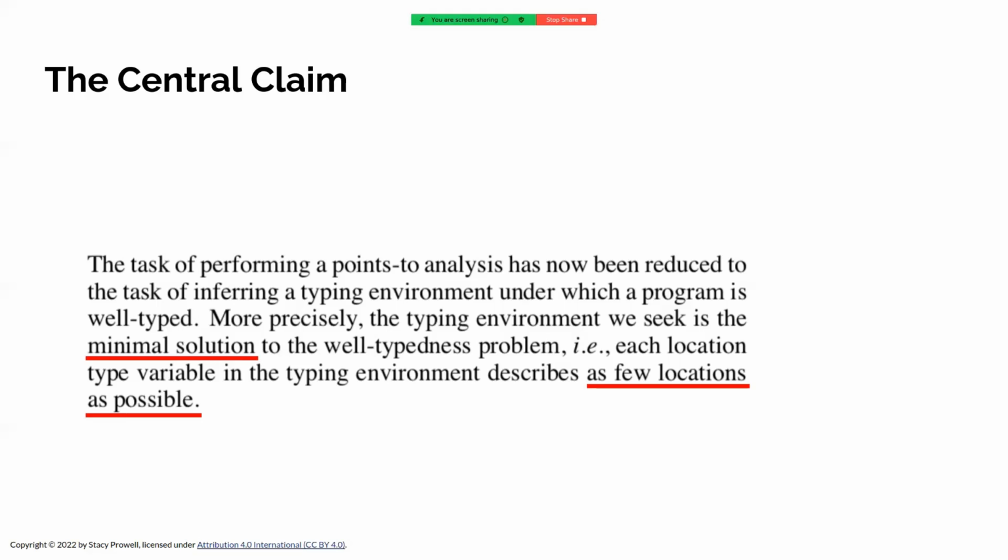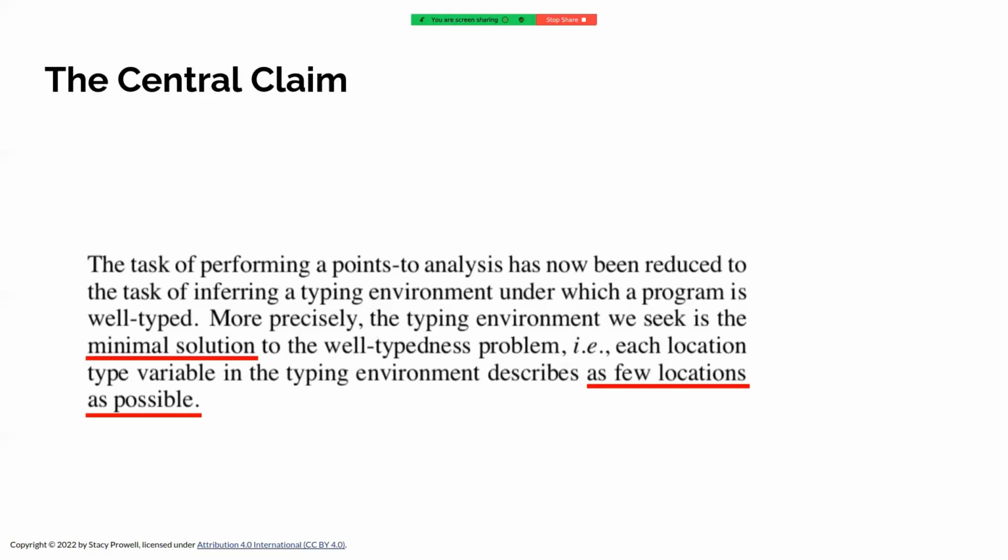More precisely, the typing environment we seek is the minimal solution to the well-typedness problem. The minimal solution. Each location type variable in the typing environment describes as few locations as possible. We do the best we can do to define these, right? One solution is I tell you anything can point to anything. That's not a helpful answer. That doesn't solve the typing problem. I tell you A points to an integer. That's helpful. I tell you B points to something. Maybe that's the best I can do. But if I can do better than that, well, then I should. I tell you B points to either F or G. That's okay, if that's the best I can do.